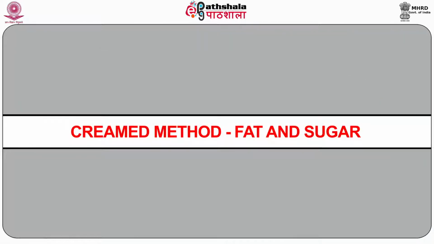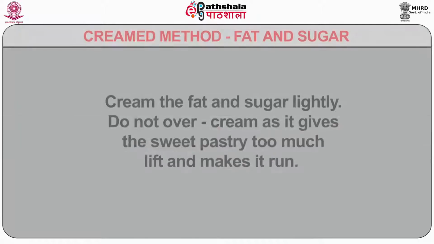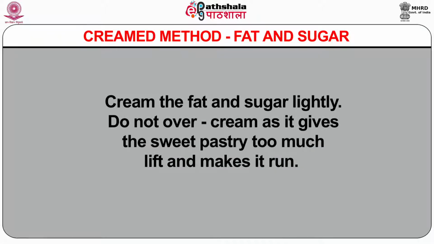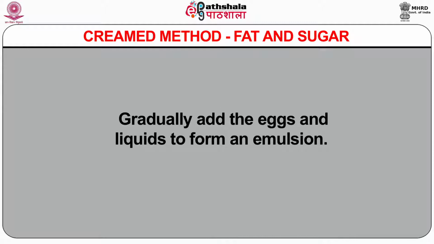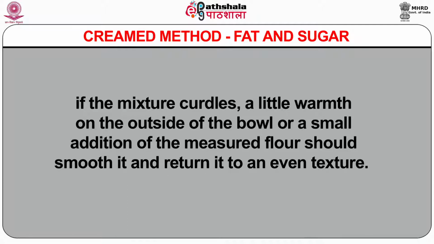Creamed method, fat and sugar. Cream the fat and sugar lightly. Do not over cream, as it gives the sweet pastry too much lift and makes it run. Gradually add the eggs and liquids to form an emulsion. If the mixture curdles, a little warmth on the outside of the bowl or a small addition of the measured flour should smooth it and return it to an even texture. This method is one of the most commonly used in the commercial production of this pastry.